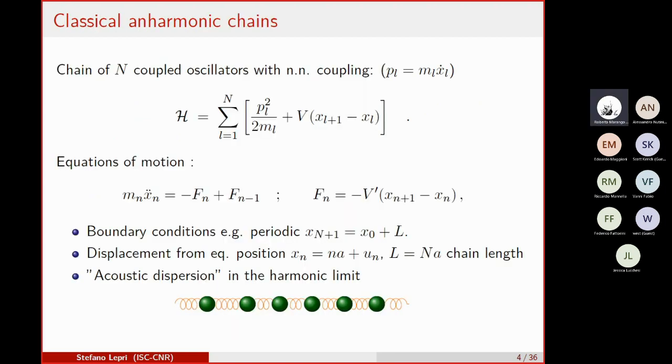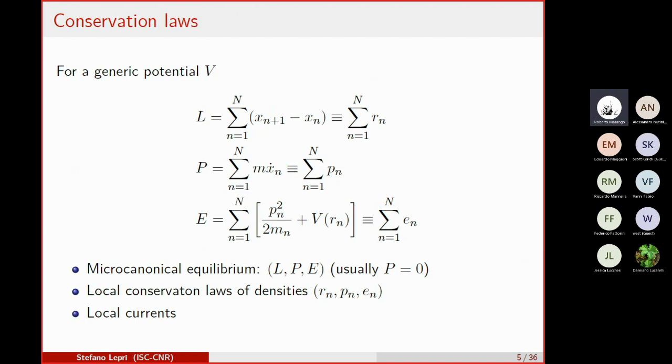The type of system I have in mind is a chain of coupled nonlinear oscillators. Think about the famous Fermi-Pasta-Ulam model and something like that. What is important in these models is that if V depends only on the relative displacement, we have three conservation laws, exactly like in a standard one-dimensional fluid. We have three conservation laws that can be written in this way.